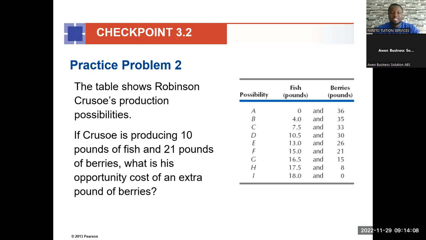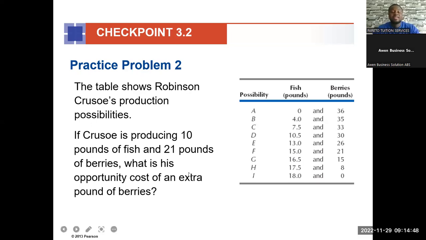All right. Let's look at another question using the same information. Now, assuming he produces 10 pounds of fish and 21 pounds of berries, what is his opportunity cost of an extra pound of berry? Okay. We are assuming that he's producing 10 pounds of fish and 21 pounds of berries. Now, if you check the table, we don't have this combination there. Okay, we don't have 10 pounds of fish and then 21 pounds of berries. When he produces 21 pounds of berries, he was producing 15 pounds of fish. We don't have that combination.